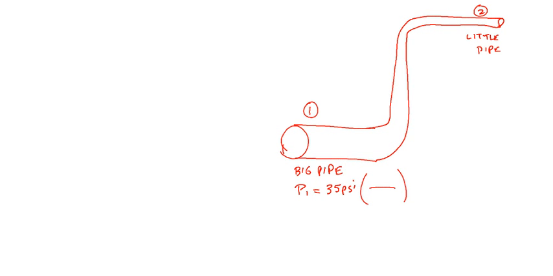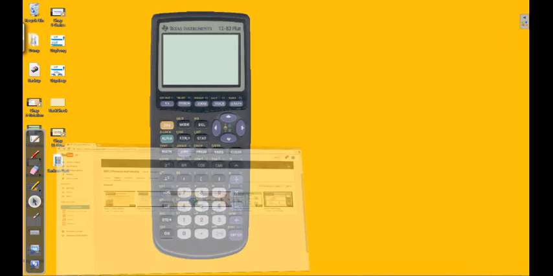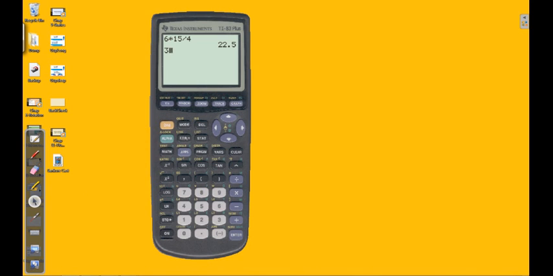We don't really want psi, so I'm going to convert that over to Pascal. Remember that 14.7 psi was the same thing as 1.013 times 10 to the 5th Pascal. And so we can use that to convert our units. I'm going to do that right now. 35 times 1.013 E5 divided by 14.7. Those were the two values of atmospheric pressure, so it's a good easy way to remember those.